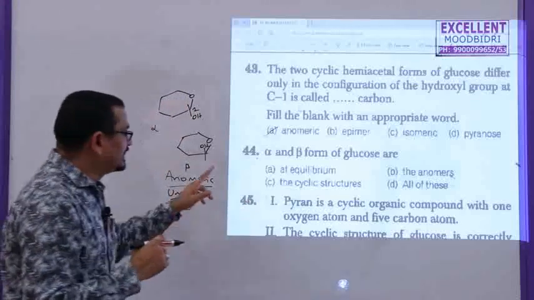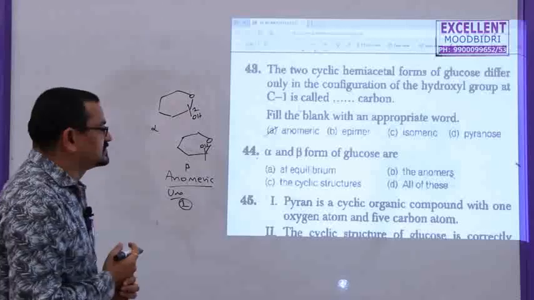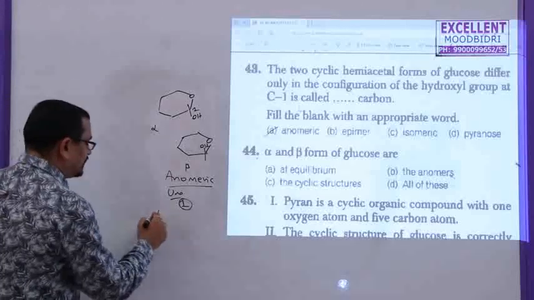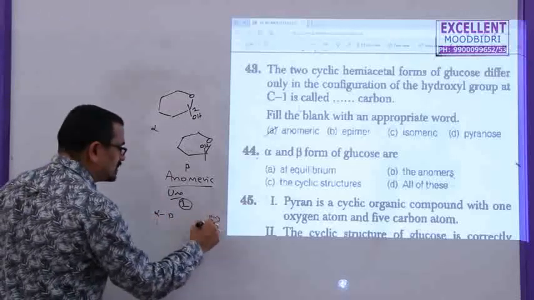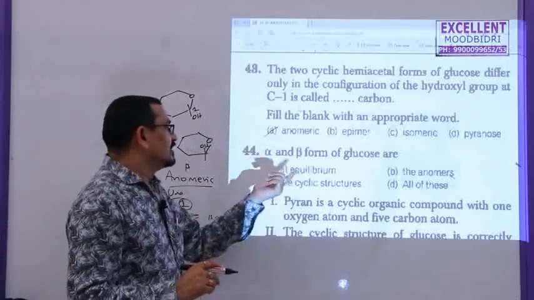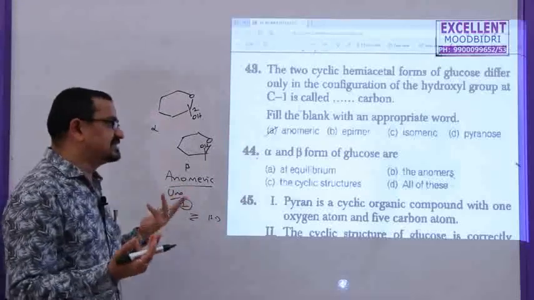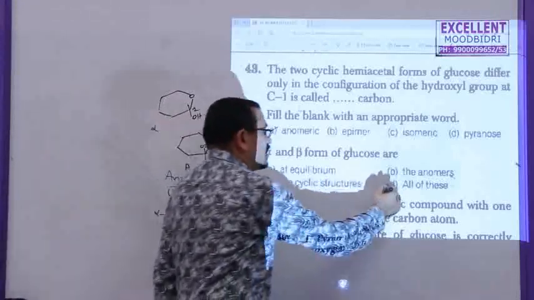And when it comes to the next question, the 44th one: the alpha and beta forms of glucose. Alpha D glucose and beta D glucose are at equilibrium with one another. We studied that in mutarotation also. At equilibrium they are anomers, as we just studied, and they are obviously cyclic in structure. So all of these.